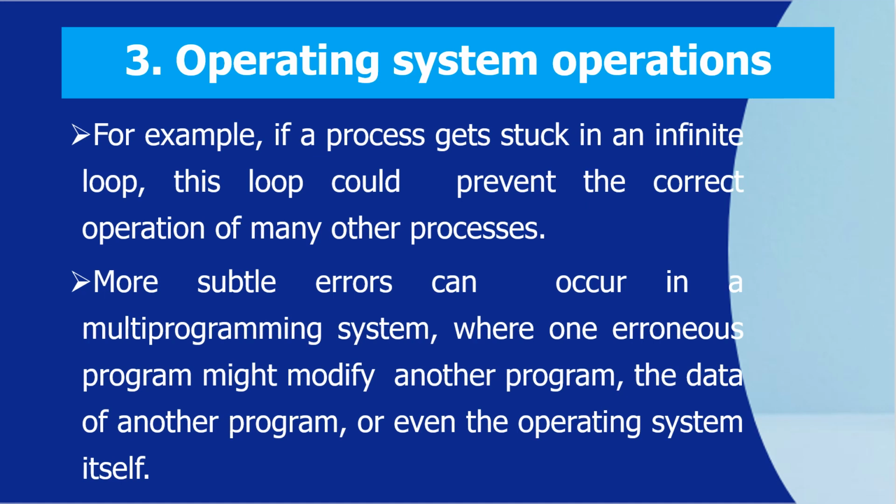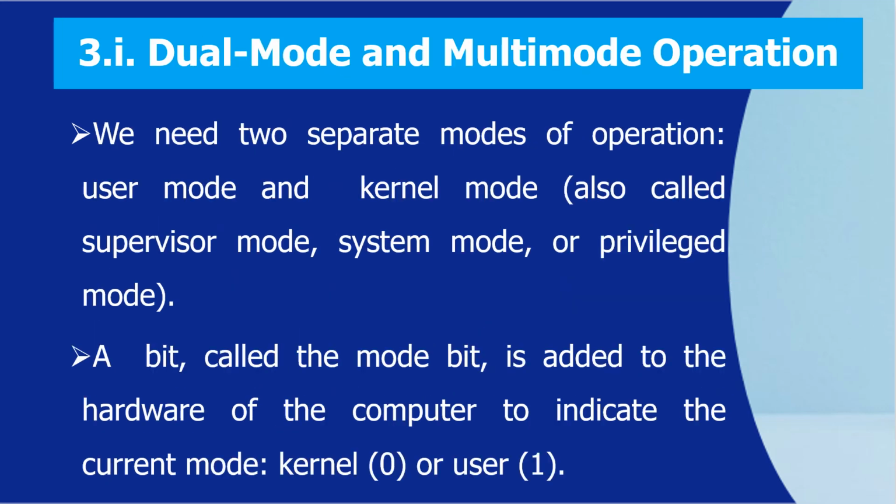Many subtle errors can occur in a multiprogramming system, where one erroneous program might modify another program, the data of another program, or the operating system itself. Operating system operations include two types of operations. The first one is dual mode and multimode operation. The second one is a timer.